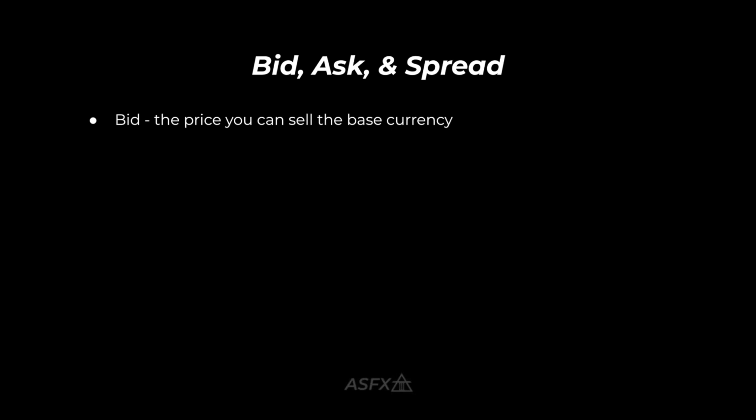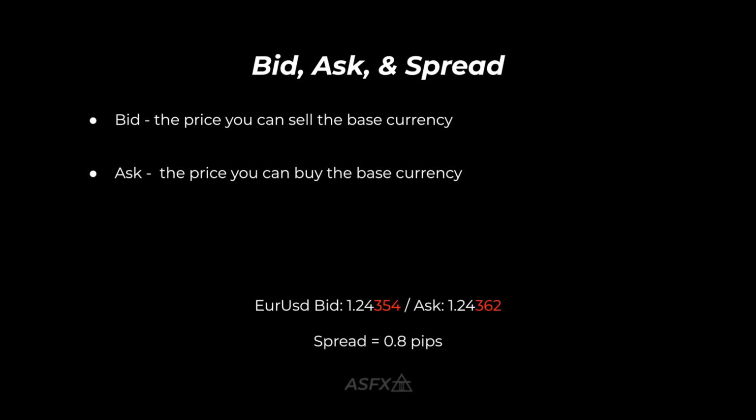So now that you understand pips, let's talk about the bid, ask, and the spread. You've heard me mention this before when we talk about a currency being quoted in 2 different prices. So first, the bid is the price that you can sell the base currency. The ask is the price that you can buy the base currency.